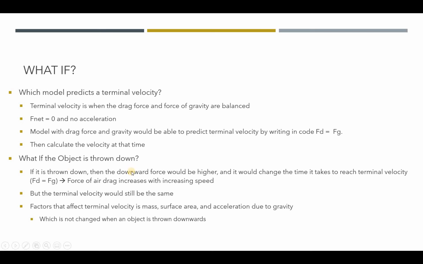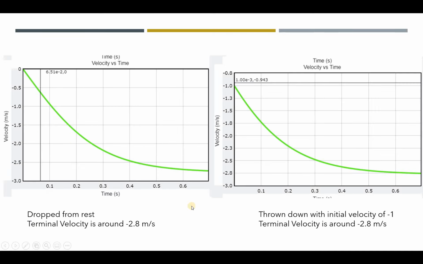But now what if the object is thrown down? If it's thrown down, the downward force would be higher, and it would change the time it would take to reach terminal velocity. So it would change when the drag force and the force of gravity equal each other, and the force of drag increases with increasing speed. But the terminal velocity would still be the same. The only factors that affect terminal velocity would be mass, surface area, and acceleration due to gravity, which is not changed when the object is thrown down.